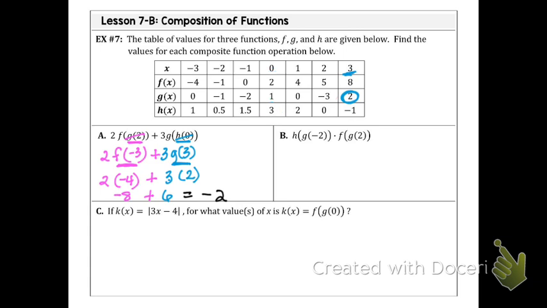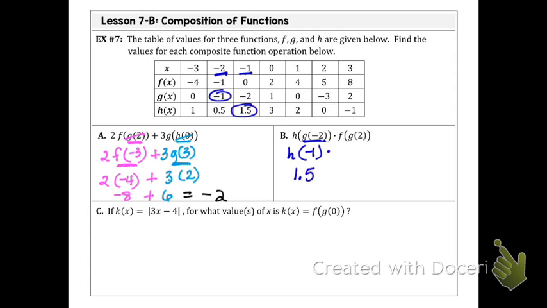Same thing on B. H of g of -2. So let's go find g of -2. Go to where x is -2, g is -1. And so we're looking for h of -1. Go to where x is -1, and h is 1.5.